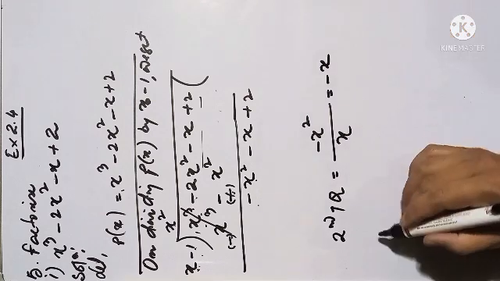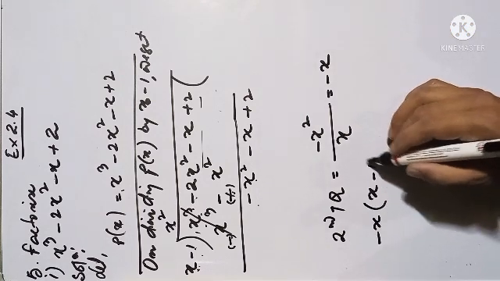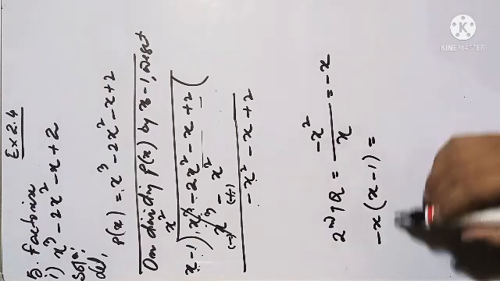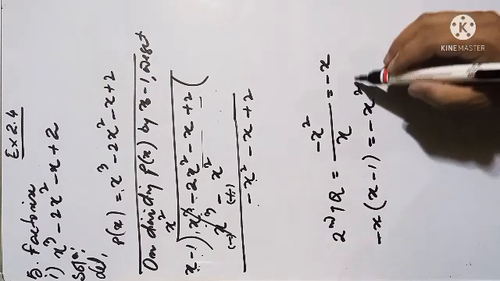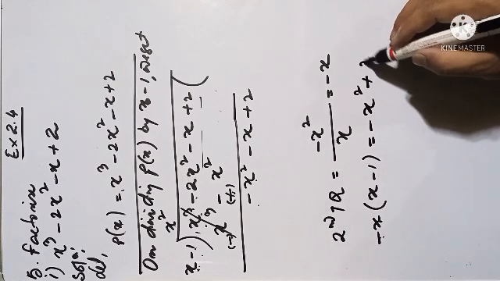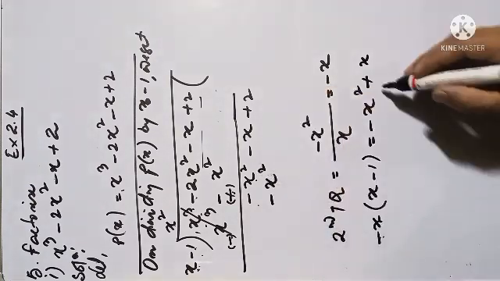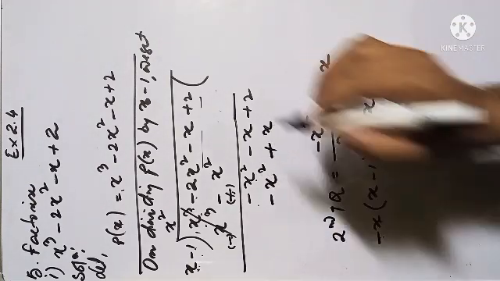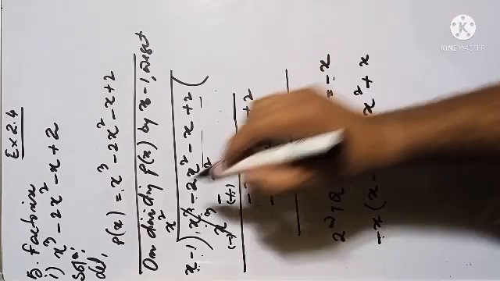Now this minus x will multiply to x minus 1. And then how much will we get? Minus into plus, minus, x into x square; minus x into minus 1, we'll be getting here plus x. So minus x square, then here plus x. And then this minus x, I'll write here.